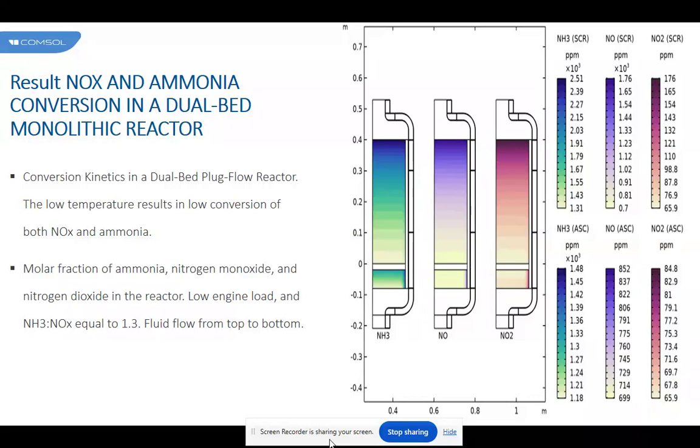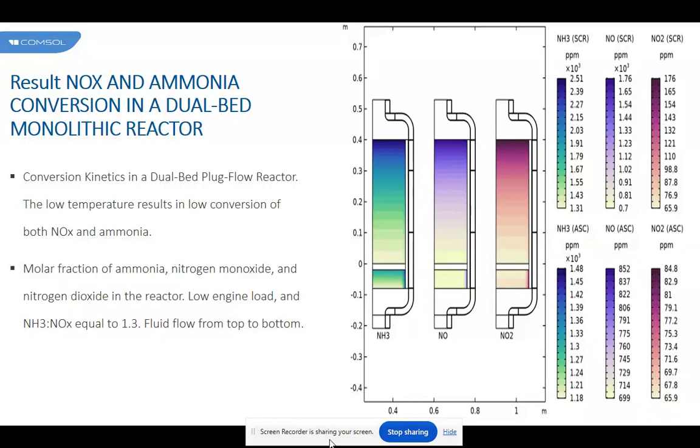Model definition: the single channel model in "Analysis of NOx and Ammonia Conversion Kinetics in a Dual-Bed Plug-Flow Reactor" shows that temperature plays a central role in affecting the optimal dosing of NH3. Because the temperature distribution is sure to vary from channel to channel in a monolith reactor, a space-dependent model is called for.